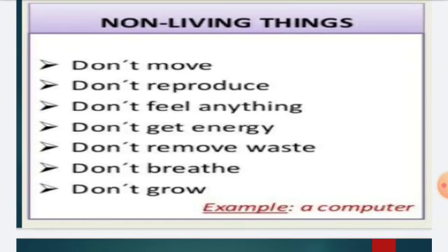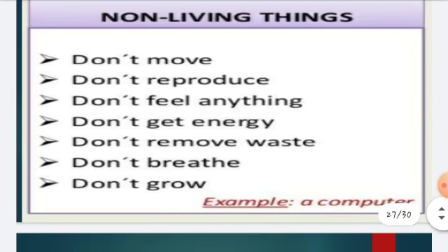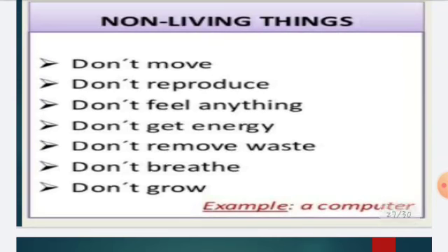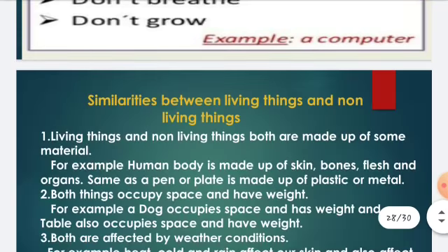We have read so far about the characteristics of living things. Now we come to non-living things. They are just the opposite of living things. Non-living things do not move, they do not reproduce, they do not feel, they don't need energy, they don't need removal of waste material, they do not breathe, and they do not grow. The example quoted here is of a computer, which is a non-living thing.